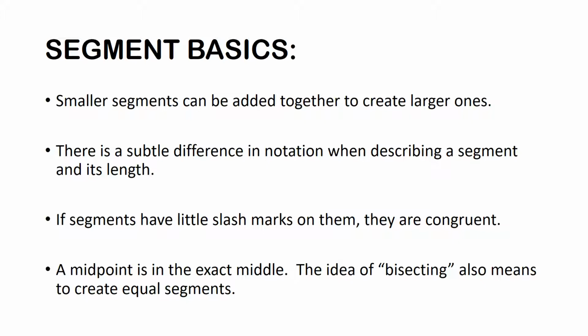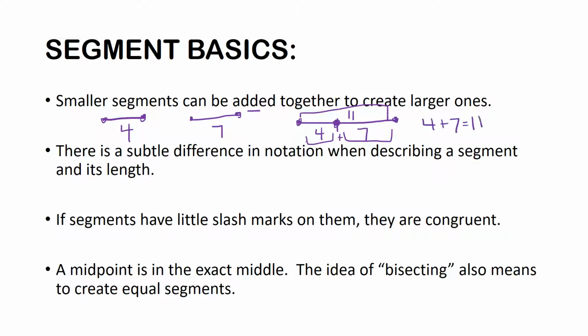The first one we should talk about is that smaller segments can be added together to create larger ones. What that means is if I have two different segments, just like this, if this one was 4, and I have another little segment that is like this, and we'll say it's 7. If I take those two segments and add them together on one line, this one's 4 and this one's 7. That's saying that I now know that this entire segment right here is 11, because I took the first segment and added it to the second segment to get 11. 4 plus 7 equals 11.